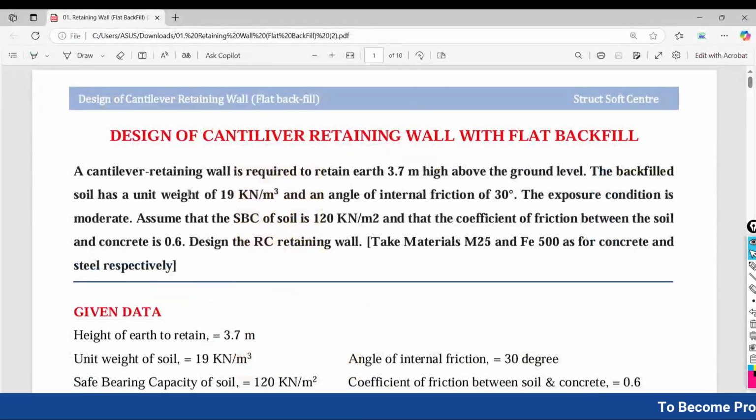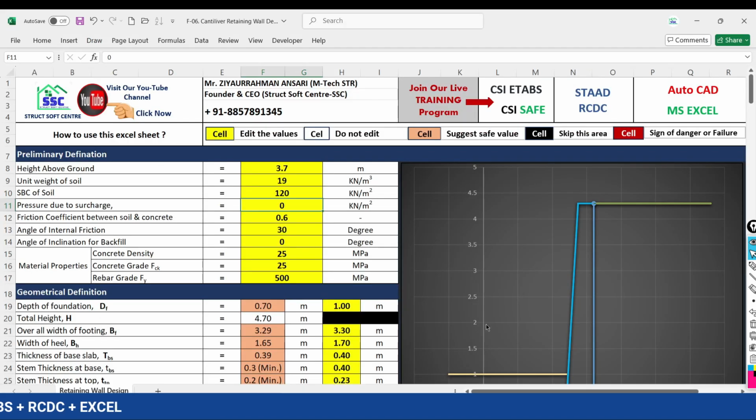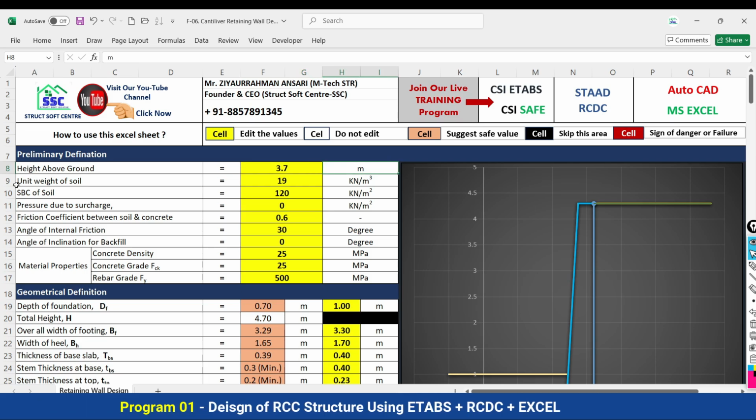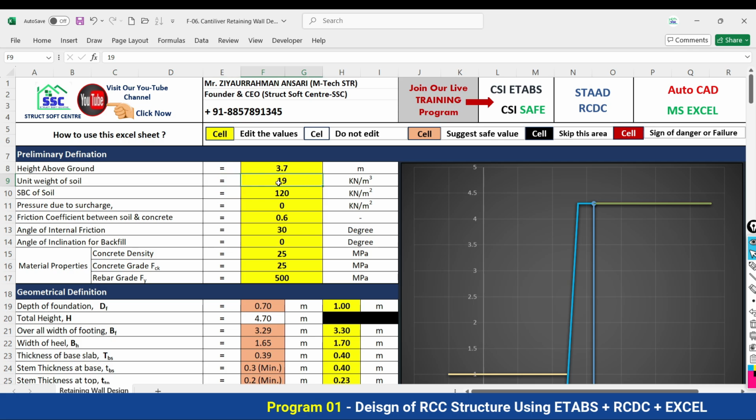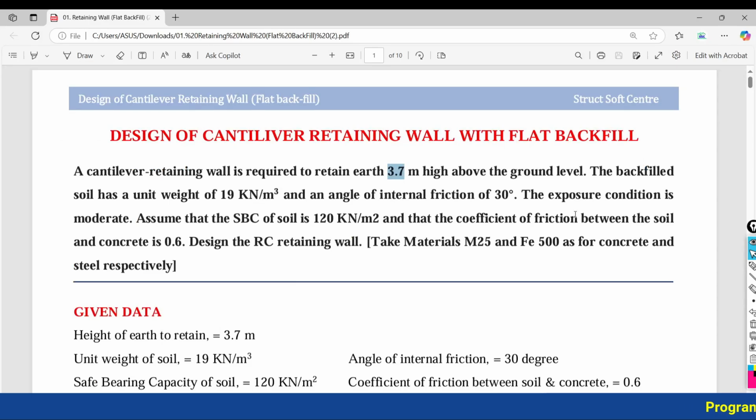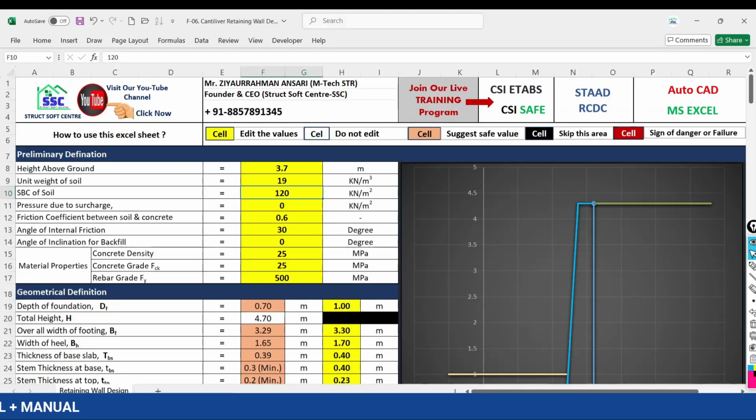When you look at the problem statement, we have been given the height as 3.7 that we have to write in our Excel sheet. Height above the ground level is 3.7 meter, the unit weight of the soil is 19 kilonewton per meter cube, and the SBC of the soil is given as 120 kilonewton per meter square. So that we are going to define here.